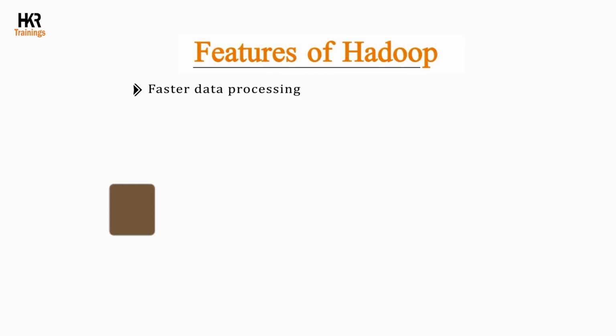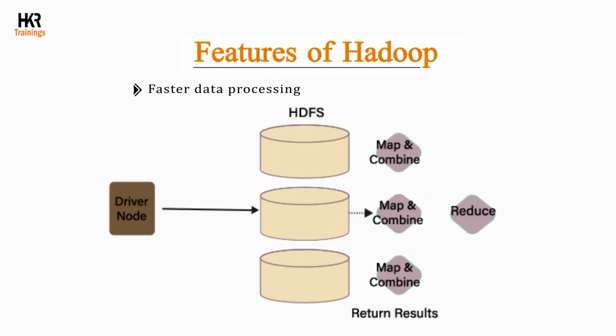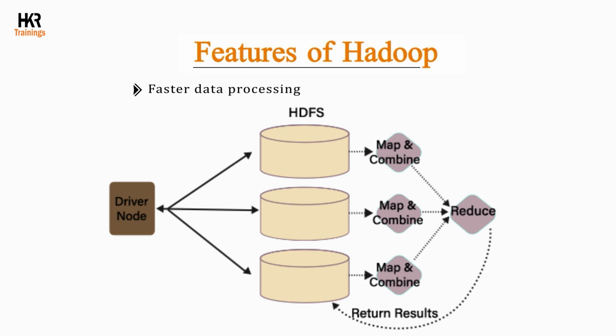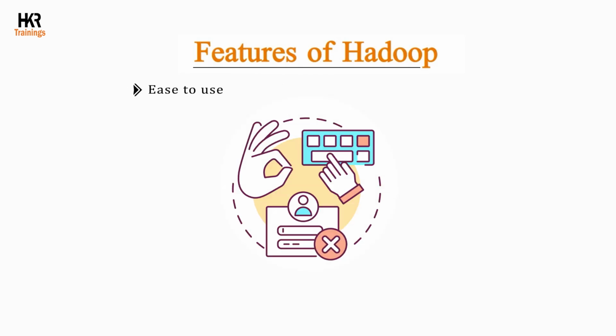Faster data processing. Hadoop Distributed File System is used for the storage management in Hadoop. All the multiple file blocks in the cluster will be parallelly executed. Easy to use. The processing work will be managed by Hadoop itself, eliminating the workload for the developers.